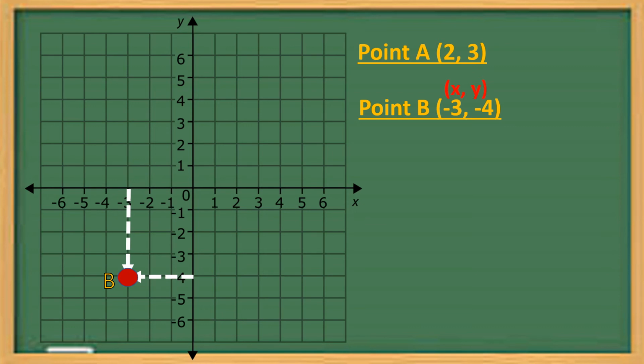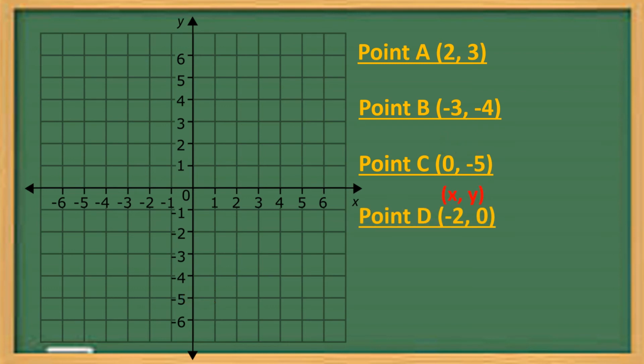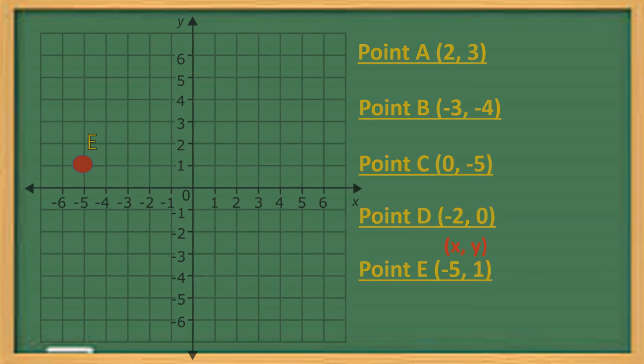Now try point C without the markings. Where is point C? Correct. How about point D? Great job. And point E? Excellent. Since you now know how to plot and identify coordinates, let's have a short activity.